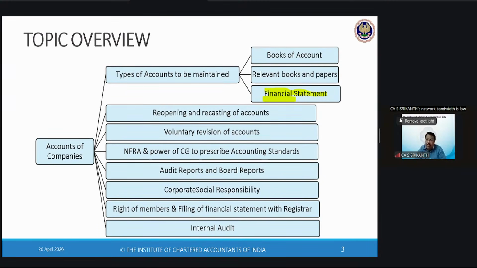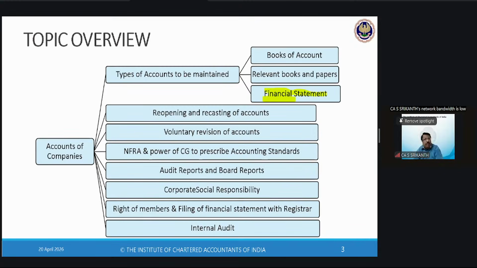I think so. We will also see the audit report and the board's report, the board of directors' report. Then another very, very important topic. In fact, from the exam point of view, I would say this is the important topic here, which is called corporate social responsibility, CSR. We'll see that also, and certain other procedural matters and internal audit. With that, our topic would get totally covered.